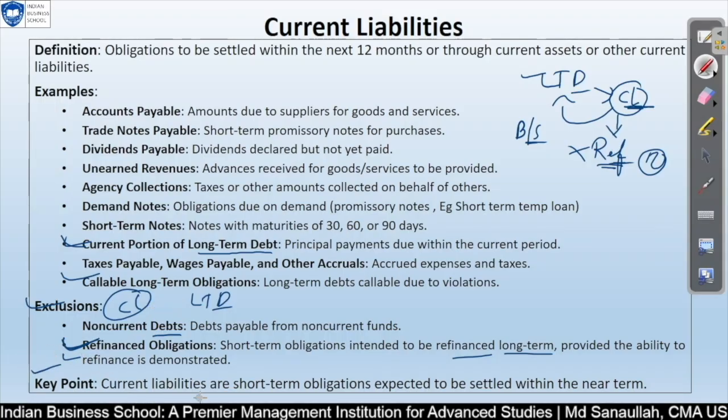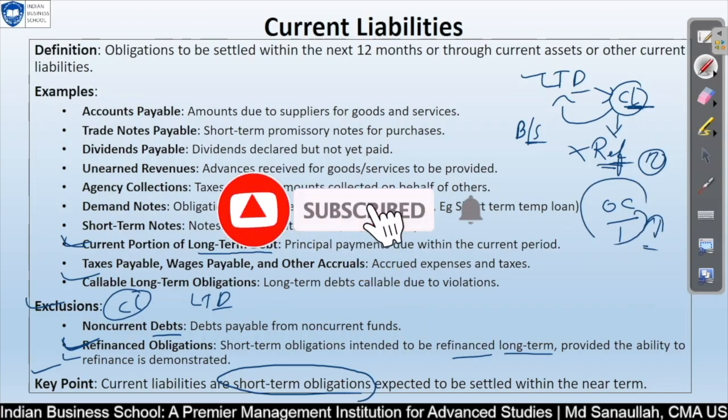Now the key point is that current liabilities are short-term obligations. A current liability is always short term, expected to be settled within either the operating cycle or one year, whichever is longer. This is overall the explanation of current liability.